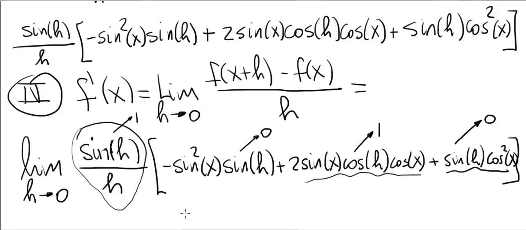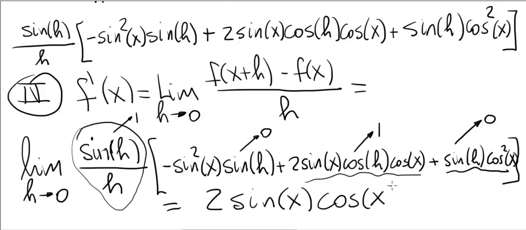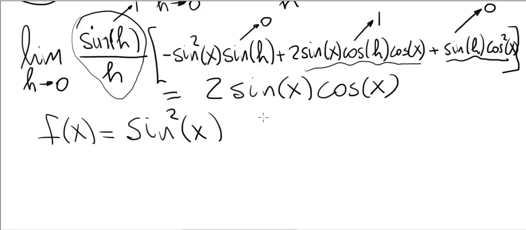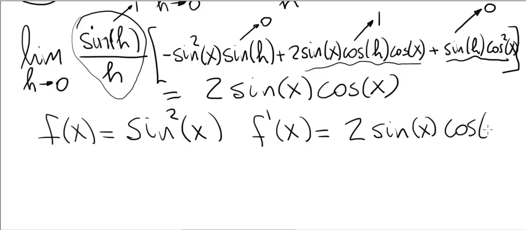So this limit is equal to twice sine of x times cosine of x, and that is the derivative we're looking for. To summarize, we wanted to compute the derivative of f of x equals sine squared of x. Using the definition, the 4-step process, and a couple of results, a trig identity and a limit, we found that f prime of x is equal to 2 times sine of x times cosine of x.